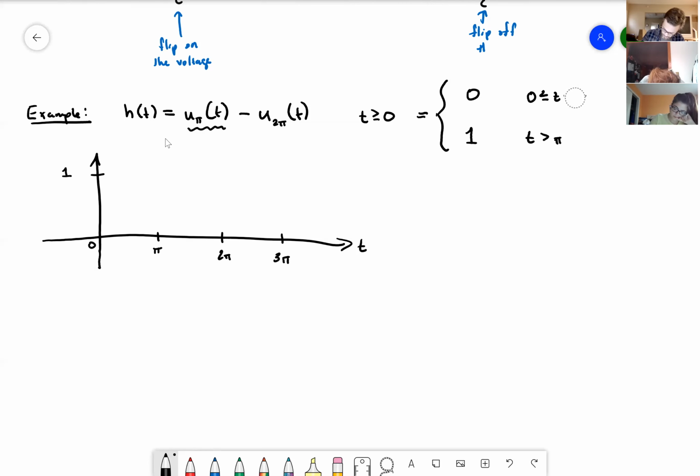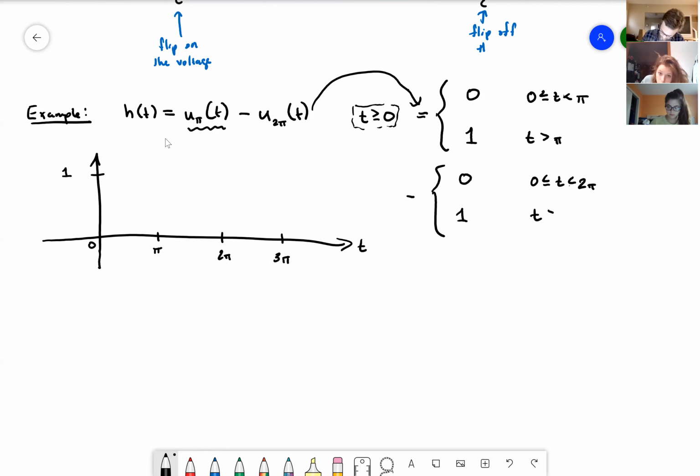I put less than or equal to pi. I should just put less than pi, because I don't care what it actually is. This is not part of the equality. Okay, so we have that, and then we subtract away from it something that is 0 when t goes from 0 to 2 pi, and then it's 1 after 2 pi.